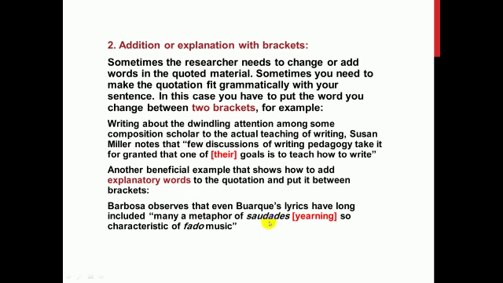And if we have additional explanation, we have the meaning of the word, for example yearning. In this case also I have to put them between two brackets. Another beneficial example shows how to add explanatory words to the quotation and put them between brackets. So we have two ways of adding or changing things by putting them between two brackets.